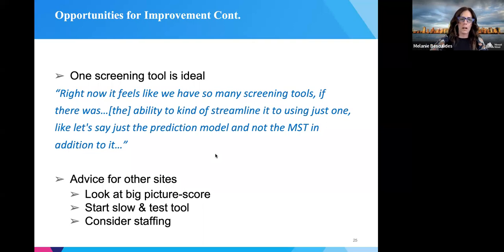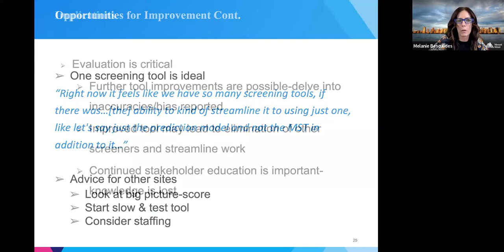In terms of advice for other sites, at the end of the interview, RDs were asked, what else would you tell other sites that wanted to implement this or something similar? And they said, really look at the big picture of malnutrition, not just the score. The big picture is what's really important, and the score is one piece of that puzzle that's going to help us identify who to see and prioritize so that we don't have to see everybody. And they also talked a lot about starting slow and testing the tool, which we obviously did in this case, and considering staffing. That was another one of the things that came up over and over.